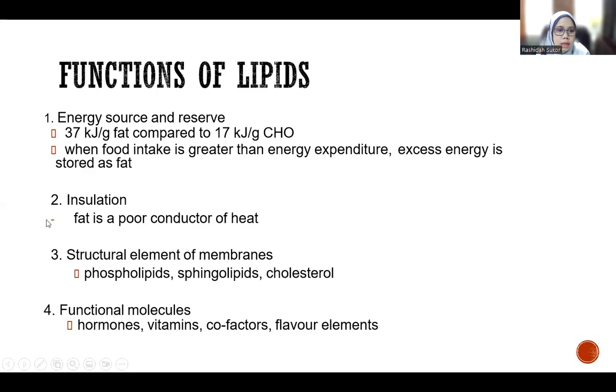Okay, and then the other one is insulation. We know that fat is a poor conductor of heat, so fat can help in terms of insulation. Another important function is as a structural element of membranes.